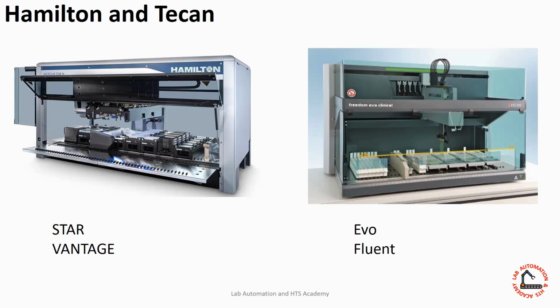For Tecan, we have different counterparts. For example, the counterpart for the Star in the Tecan world is the Evo Freedom. And for the Vantage, we have Fluent. I'm going to talk about these more in this channel, about the software of the Hamilton, and I'm going to teach you how to use the software on the Hamilton and on the Tecan. So just stay tuned if these are the liquid handlers that you're going to use.